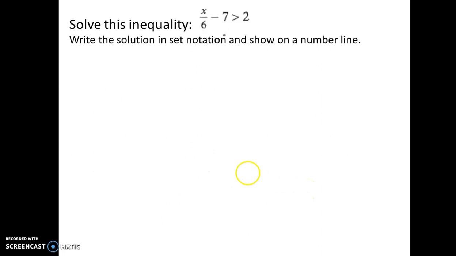Try this one on your own. Let's see what answer you get, and then let's see the work. So now we have this equation. I'm going to add 7 on both sides to get 9. Then to get rid of this fractional 6, I'm going to multiply both sides by 6. So when you do that, the 6's cancel here, and 6 times 9 is 54. So x must be greater than 54.